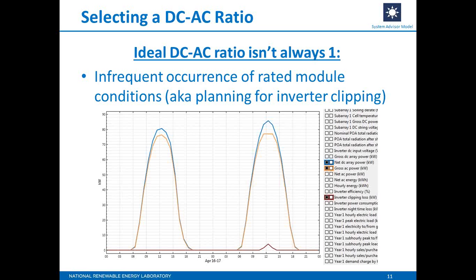The red line at the bottom shows the power that is lost due to this clipping. You can see that it's a fairly small amount. The question then becomes, is the total revenue lost due to inverter clipping more or less than the cost of buying a bigger inverter or more inverters? You can do this type of analysis for the first year in SAM by comparing simulations with different sizes and costs of inverters. Unfortunately, SAM cannot currently perform this analysis for the lifetime of the system, and I'll get into that a little bit more later.